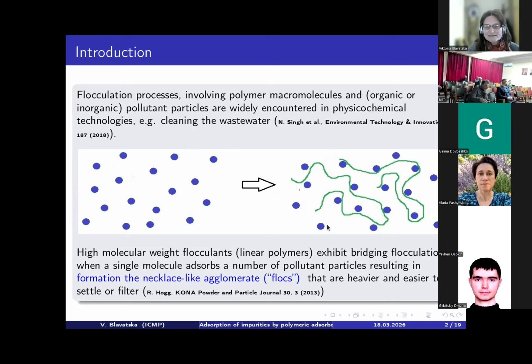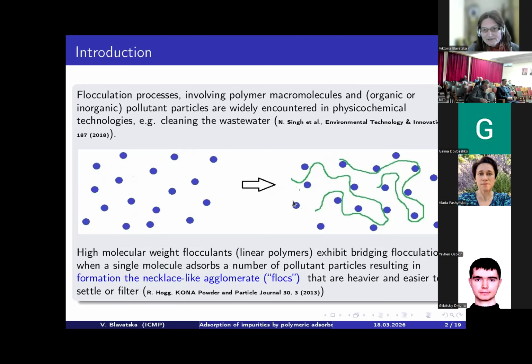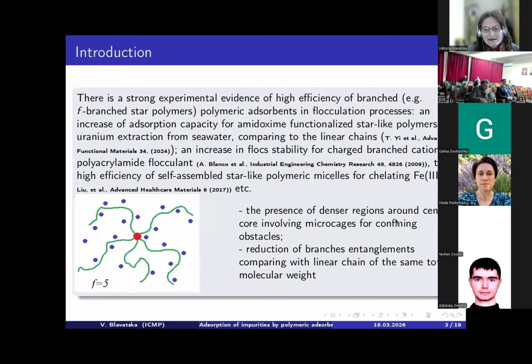When these aggregates of polymer macromolecules with adsorbed particles form, they are called flocks. That is why this process is usually referred to as flocculation. There is some experimental evidence that it is more effective to use in such a process not just linear polymers, as is schematically presented here, but polymers of a more complex, so-called branched structure.